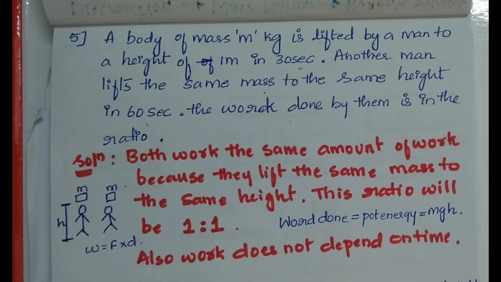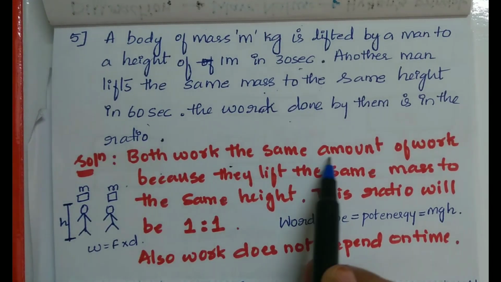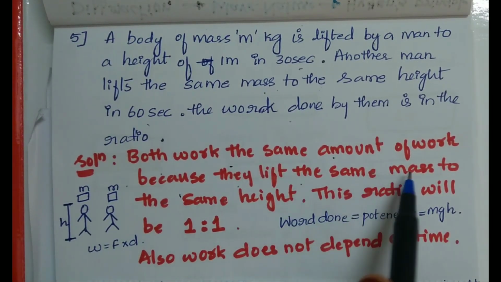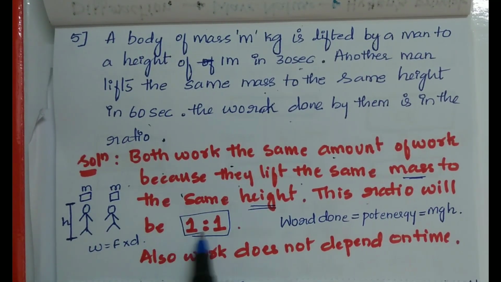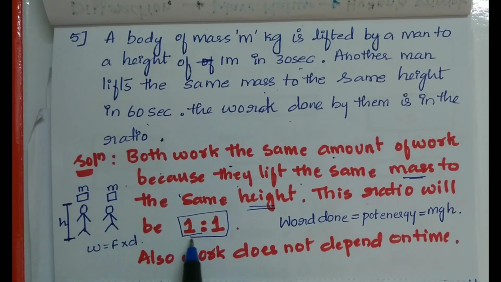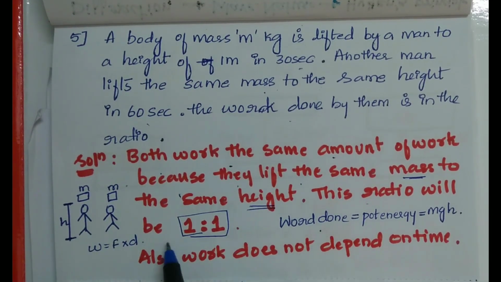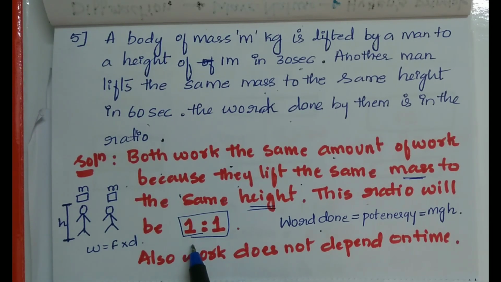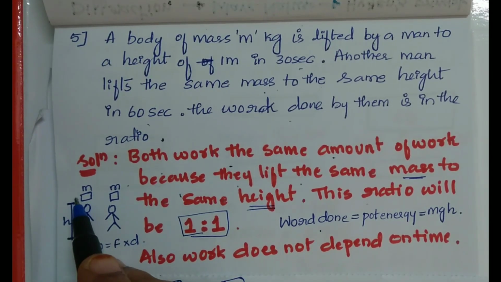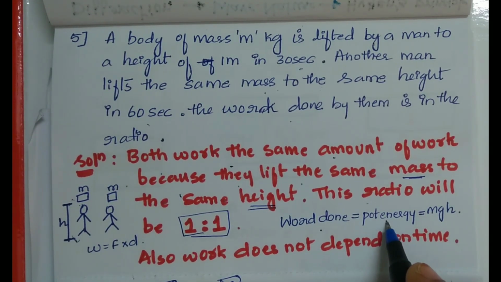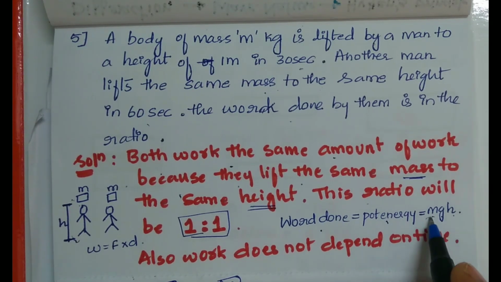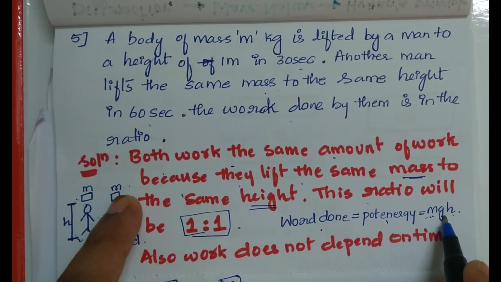So here, this is the solution. Both do the same amount of work because they lift the same mass to the same height. The ratio will be 1:1. As I told, the work done in lifting a mass to a certain height is stored in the form of potential energy. And what is the formula for potential energy? It is mgh, where m is the mass, g is the acceleration due to gravity, and h is the height to which it is raised.